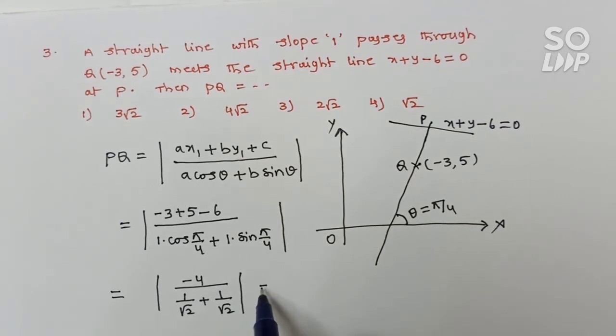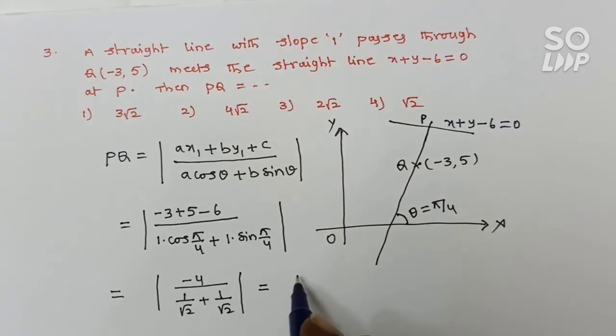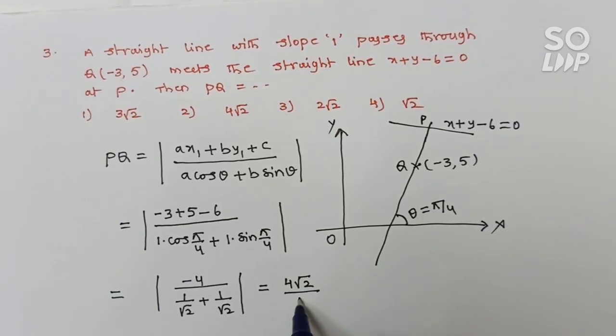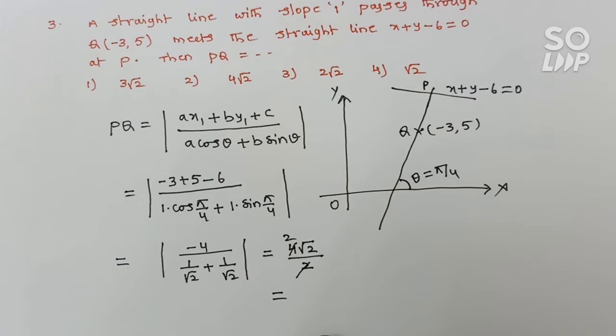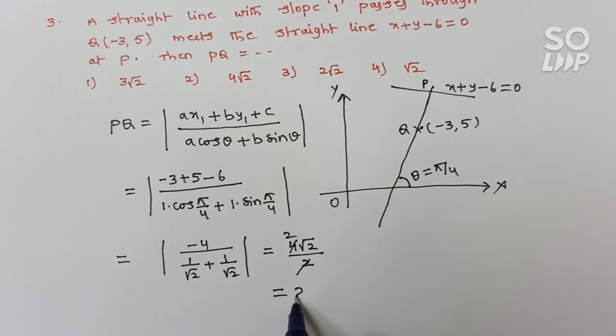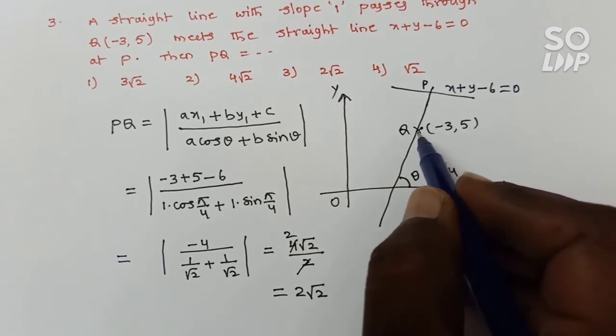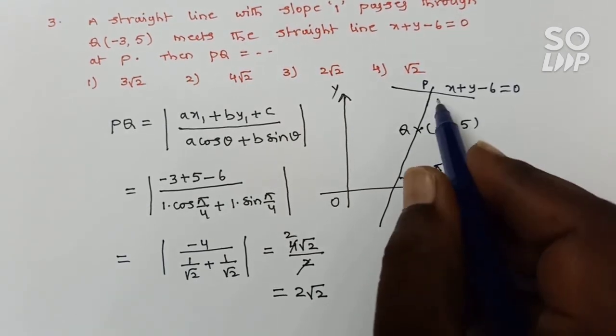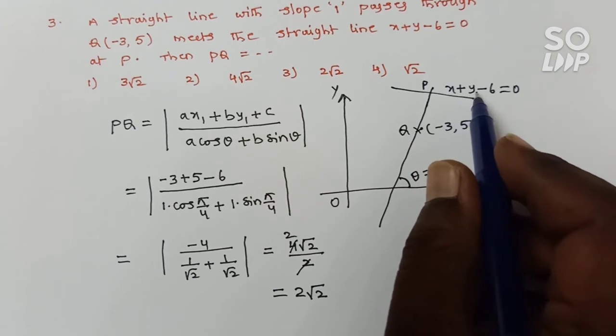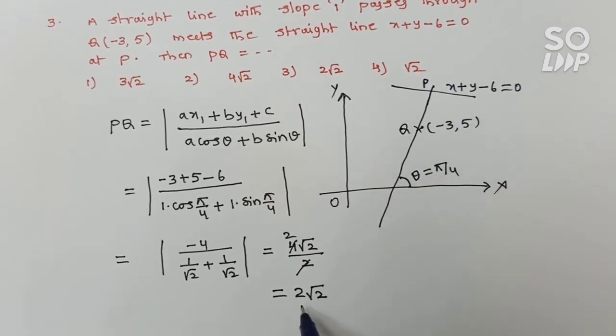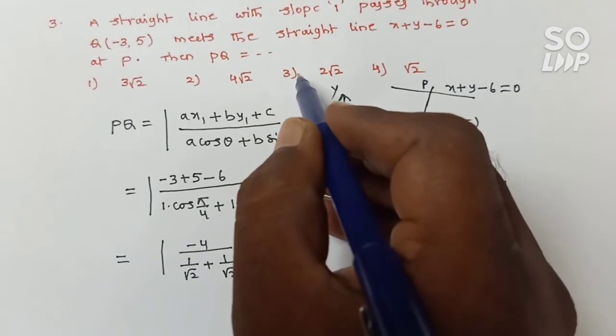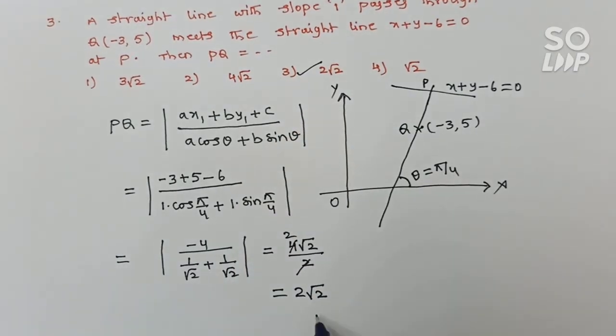So here this one goes to the numerator, 4 into root 2 whole divided by 2. So here the 2 goes in 2 times. So your answer will be equal to what? That is equal to 2 into root 2. So therefore the distance from Q, where this line is intersecting the other line x plus y minus 6 equals 0, is 2 into root 2. So your correct answer is the third option.